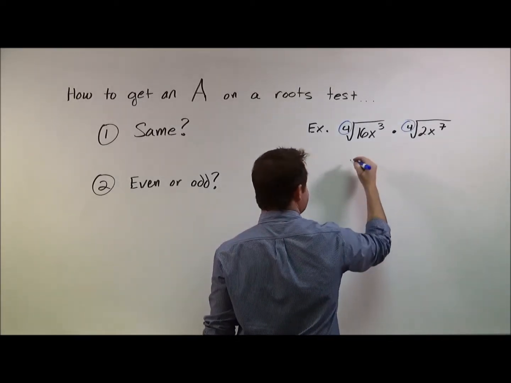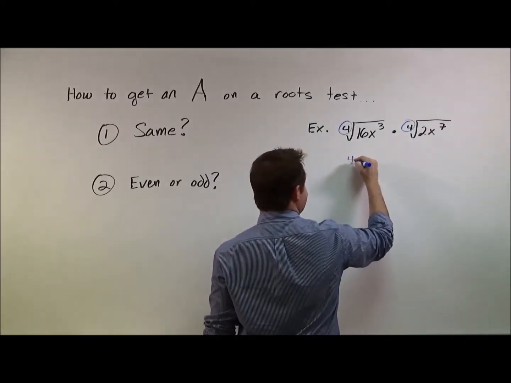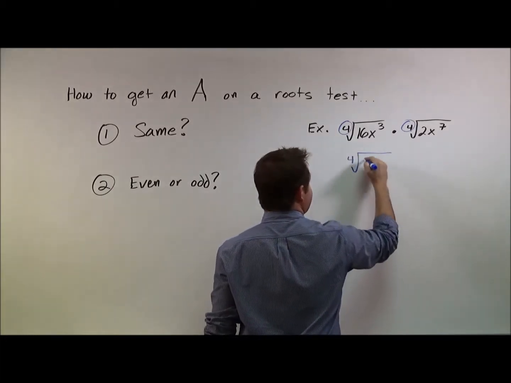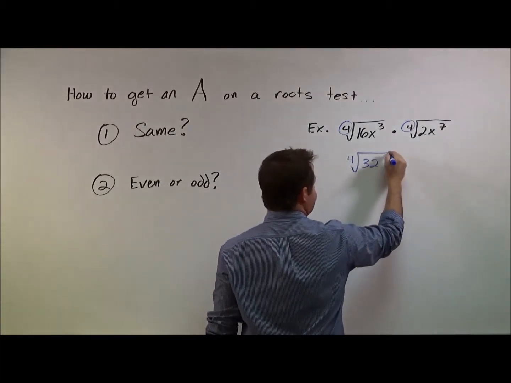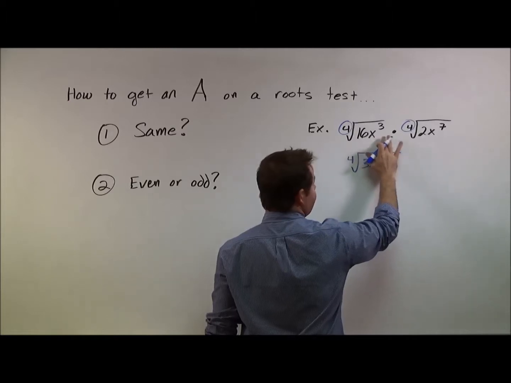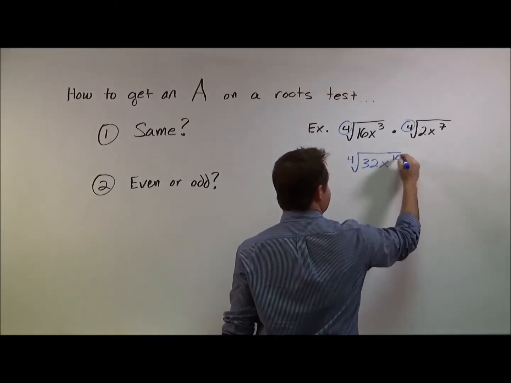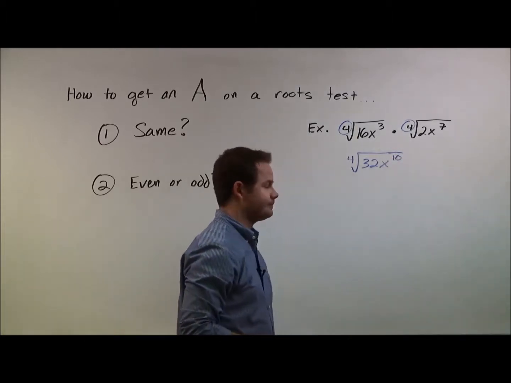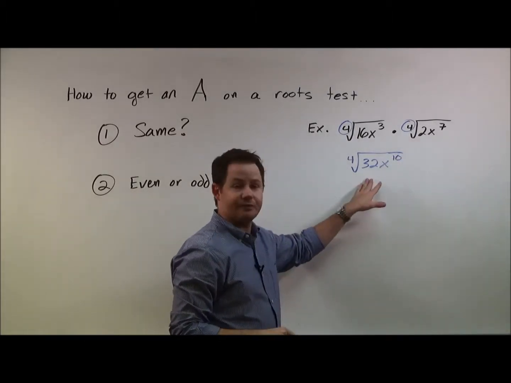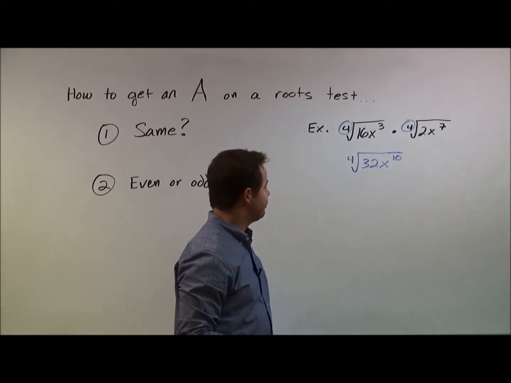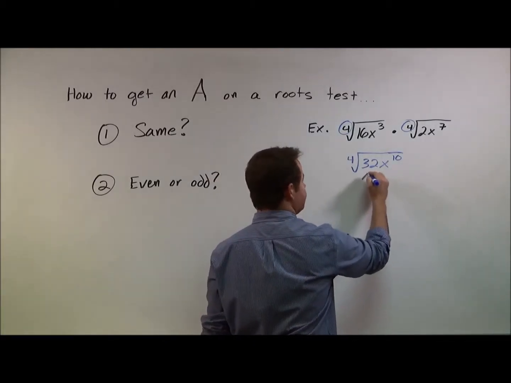First, you multiply the numbers. So we're going to have the fourth root of 32, and then you multiply the variables. X to the third times x to the seventh. You add those exponents, that will give you x to the 10th. Now, to simplify this root a little bit further, we're going to break it down. You can use a factor tree to do this.